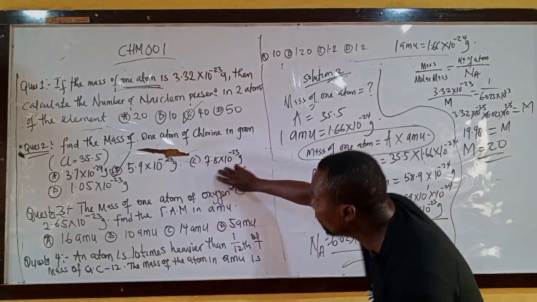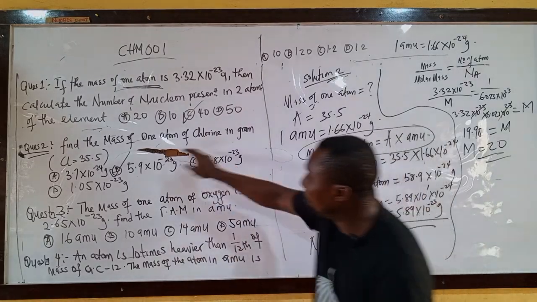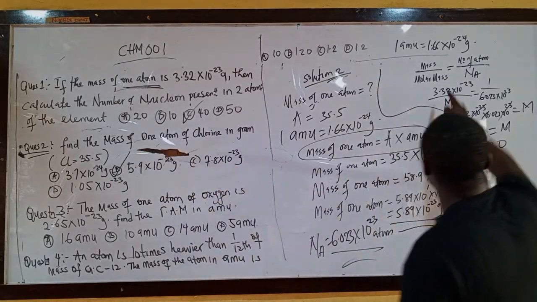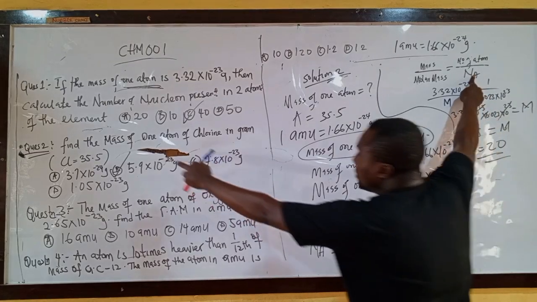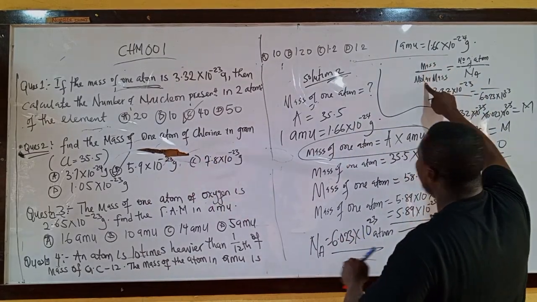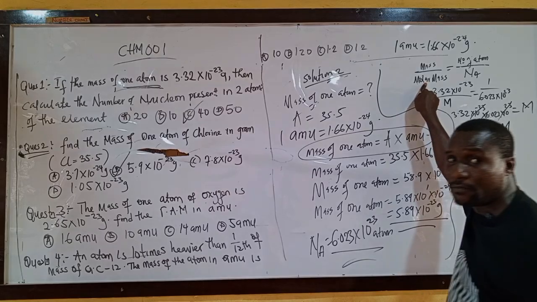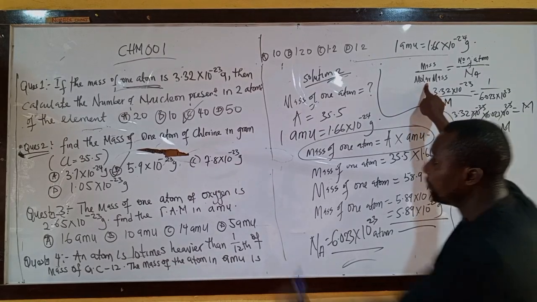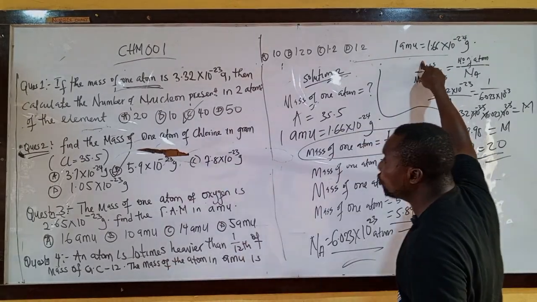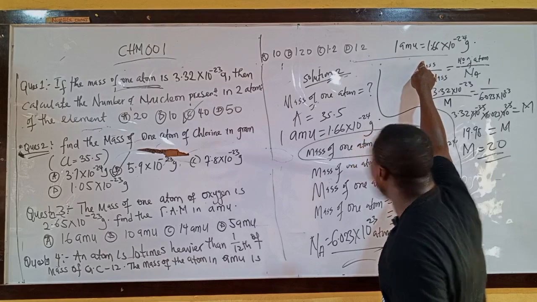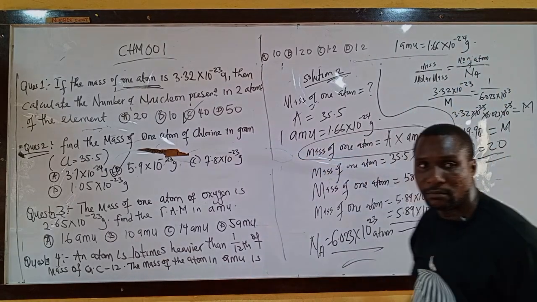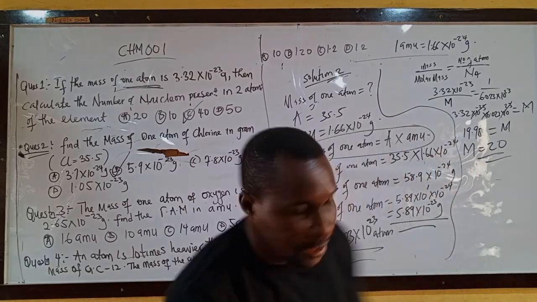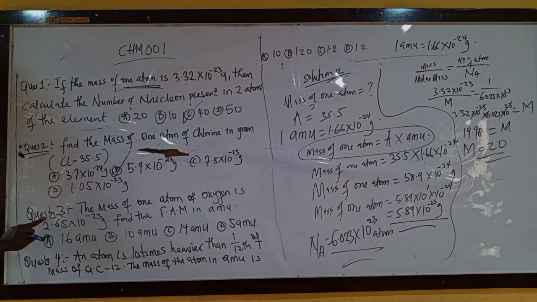You can also use it for mass of one atom. With Avogadro's constant, this one they say calculate the mass. This one is unknown. Molar mass is 35.5 for this one. They say calculate mass of one atom. Number of atoms, 1. There you get the same thing. Please take note. And this one is also the same.